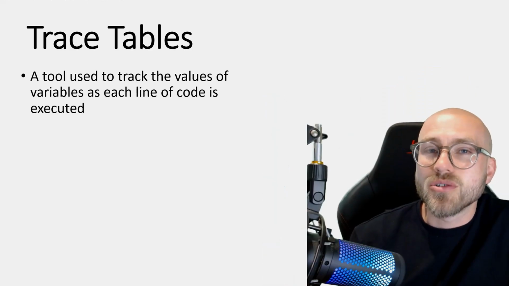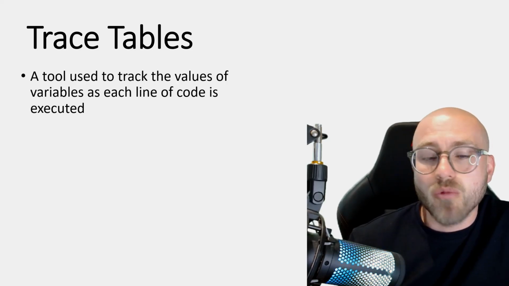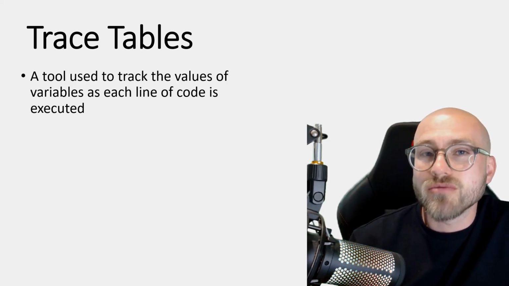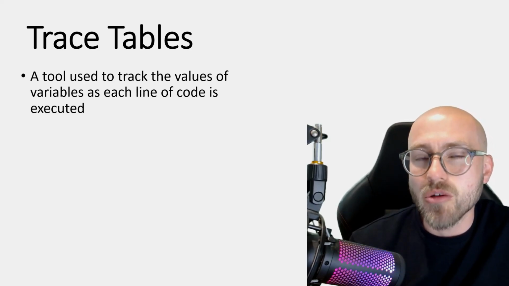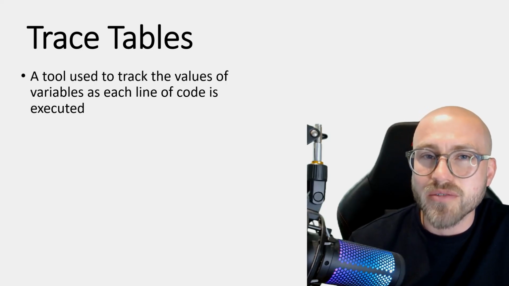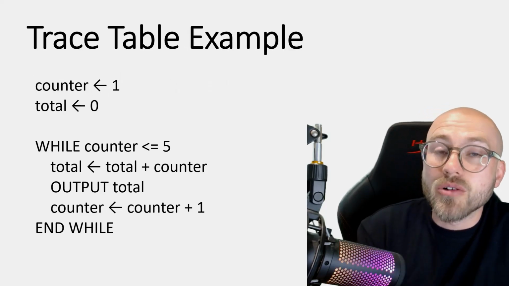Today we're going to be looking at trace tables. A trace table is a tool used so you can keep track of what a variable is doing as a program is running. It's quite often used if you're having any problems with your program and you want to figure out exactly the moment where it's not acting the way you want it to. So we're going to look at an example of what it might look like on your exam.